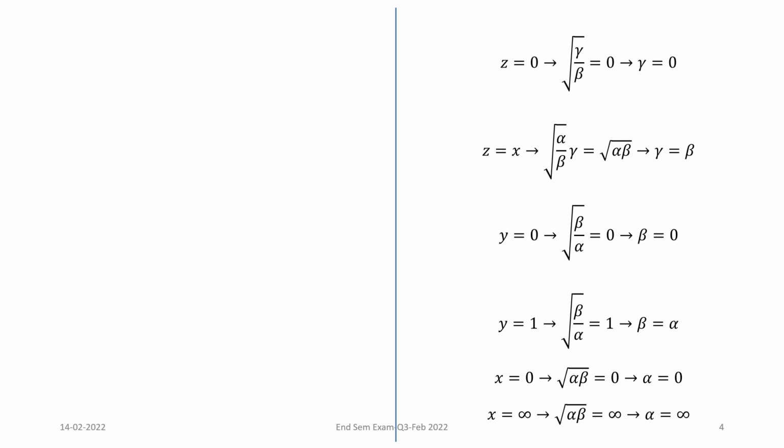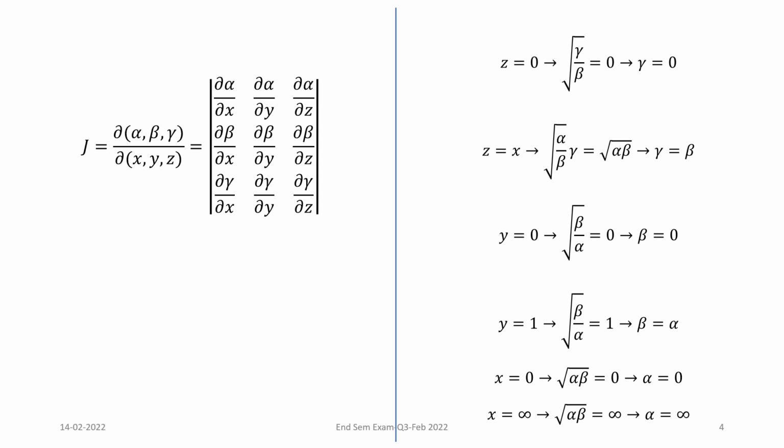Next is Jacobian. As you know, by change of variable, if we are going for double and triple integration, we require the change of variable.